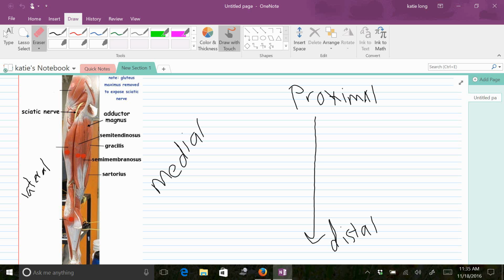Okay, if we head to the lateral side and we go back proximal, we cannot see the gluteus maximus, as it's been noted, but we can see the gluteus medius. We can see the sciatic nerve. We can see the biceps femoris. Femoris, we addressed, is referring to the femur. And if we head from the thigh down to the leg, we have the gastrocnemius there.